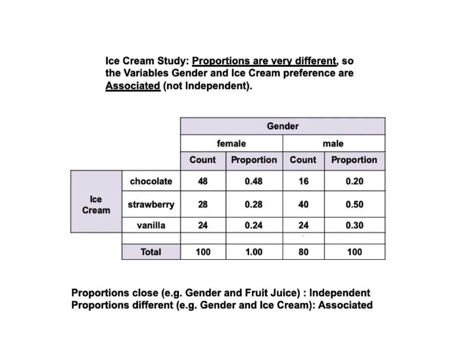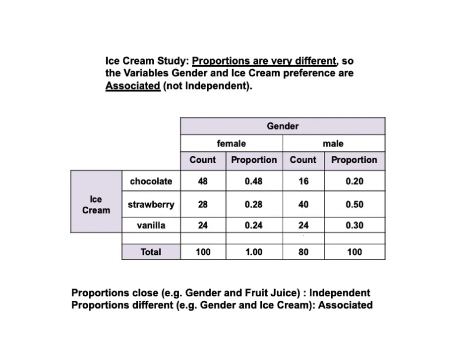Clearly, females preferred chocolate by a wide margin, while males strongly preferred strawberry. So the categorical variables gender and ice cream preference are associated. They are not independent. Most of the time, however, things are not so clear-cut.